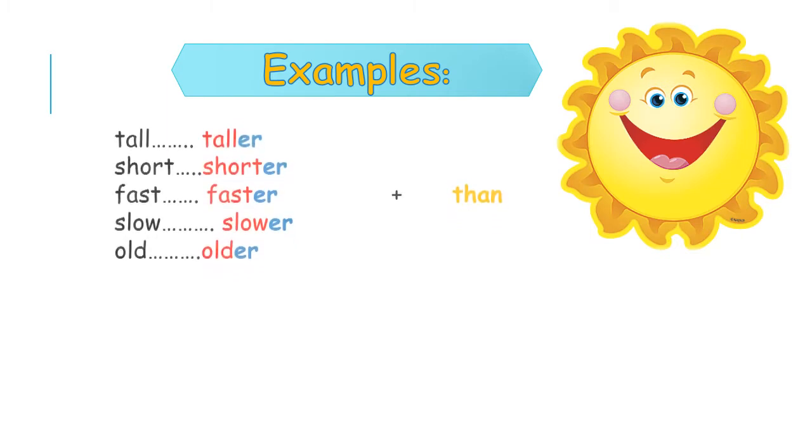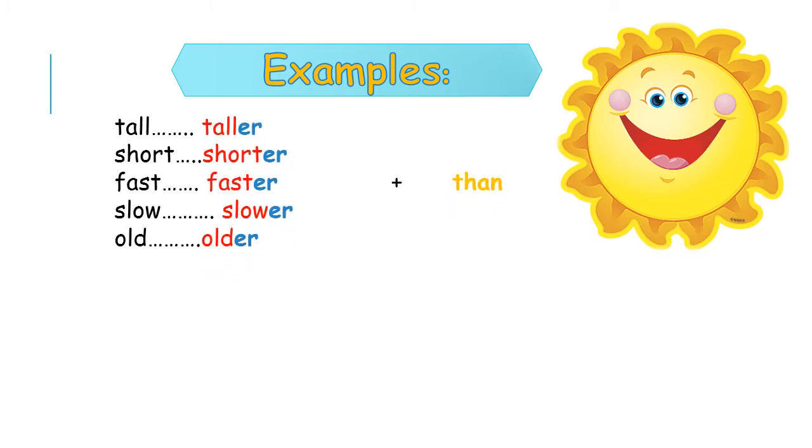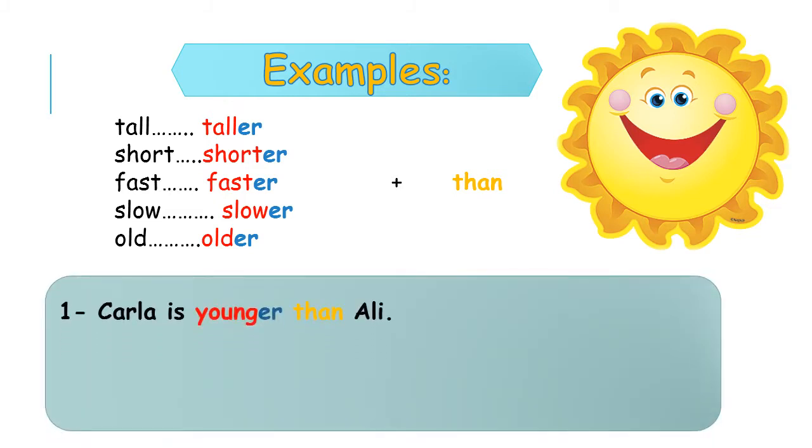And now, let's move to our examples. Okay, tall will be taller than. The adjective, tall, plus er plus than. Short will be shorter than. Short plus er plus than. Fast, faster than. Slow, slower than. Old, older than. Okay? Let's start with our first example.